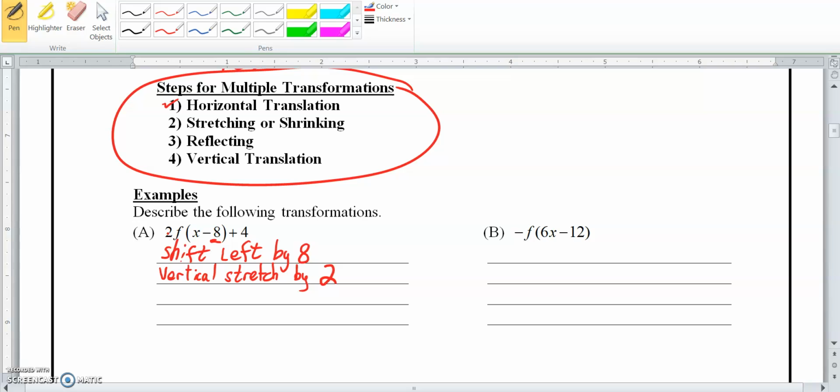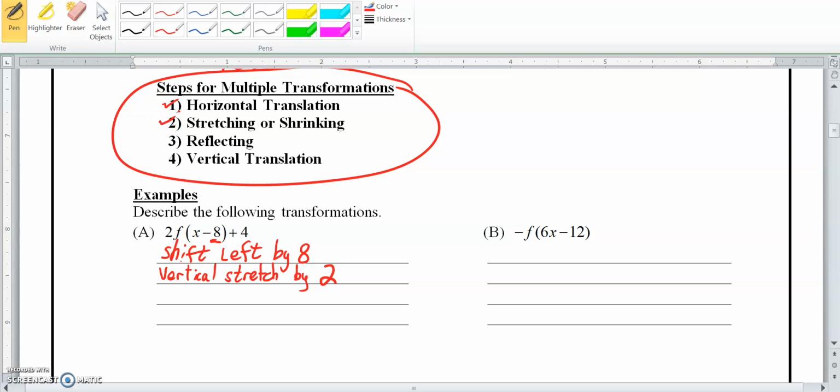Now, it just says stretching and shrinking for step 2 here. What we have to be careful about is we don't want to forget to look at the coefficient B and look at our horizontal stretches. In this case, 2 times f of quantity x minus 8, there's no b term in front of the x minus 8. So in this case, b doesn't exist. We don't have a stretch in that direction.